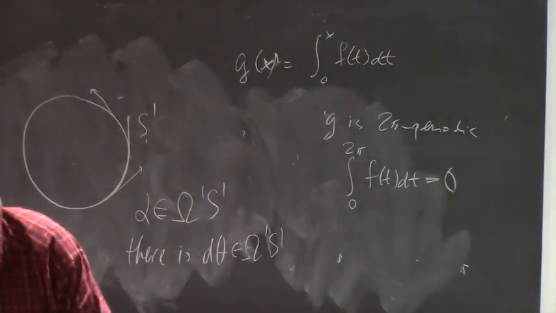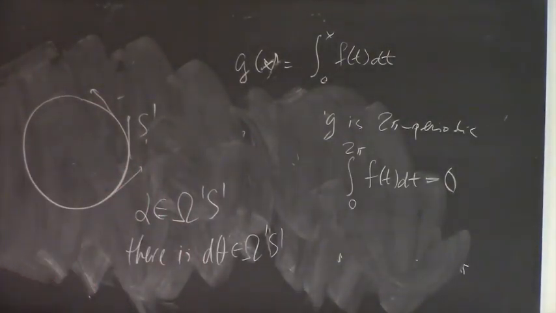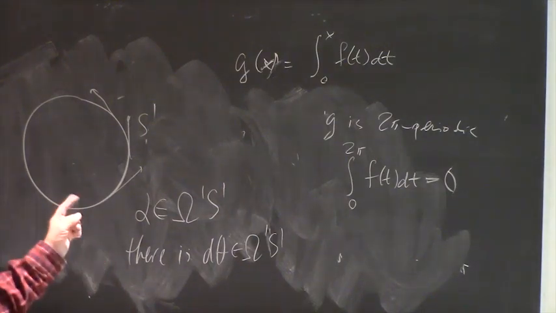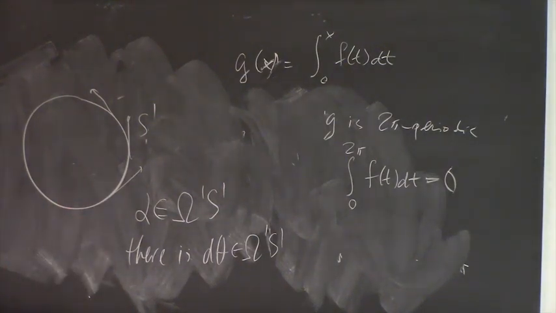This integral from 0 to 2 pi is the same as the integral of alpha over the circle. If this is not true, then the function g will have different values at 0 and 2 pi. If it is true, then it will be periodic, obviously. It will have equal values at x and x plus 2 pi always. And if so, then we have a full answer to our question.